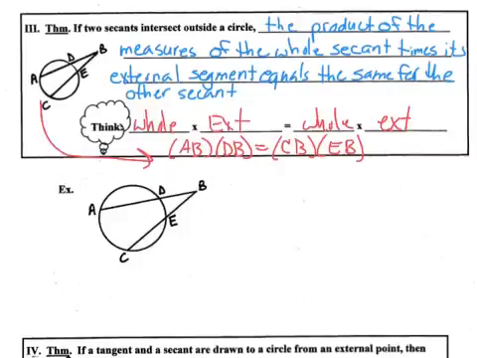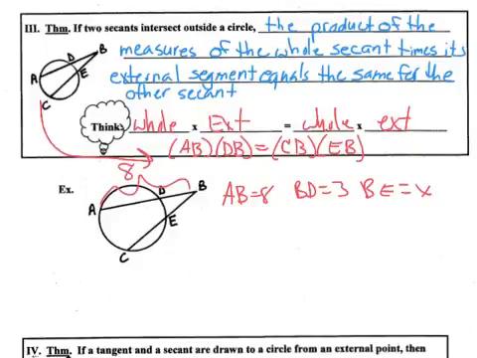Alright, so let's work a numerical example for this. We're given AB is 8, and BD is 3, and BE is x. So we're going to label AB as 8. This entire thing is 8. BD is 3. And BE is x. And then we need EC. So this is a little bit different. EC is going to be x minus 2. We want to find the value of x, and then we'll find BC, that whole side.